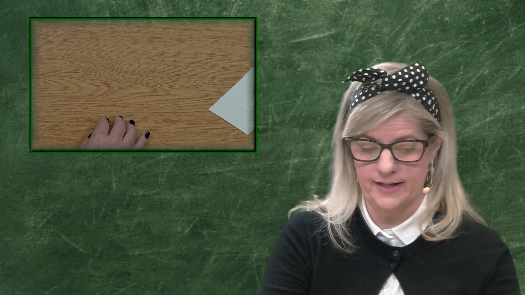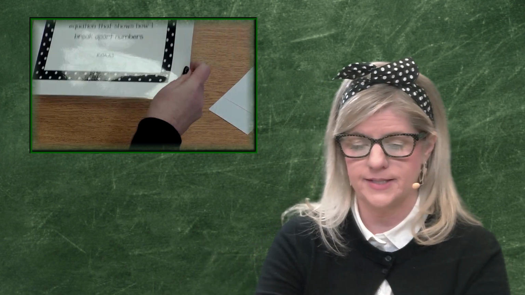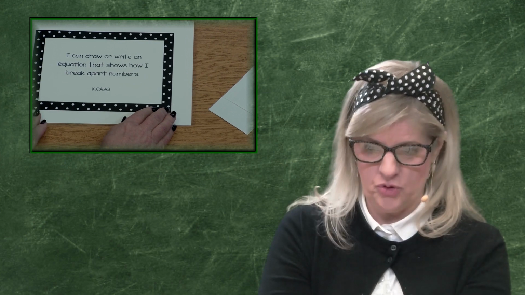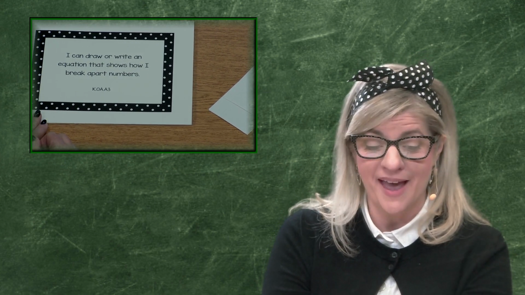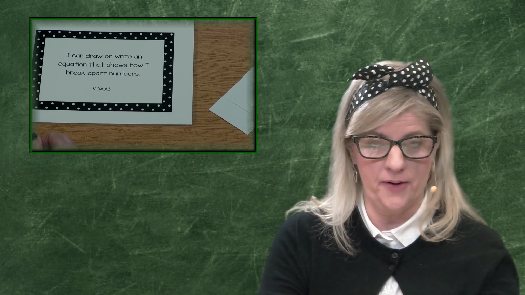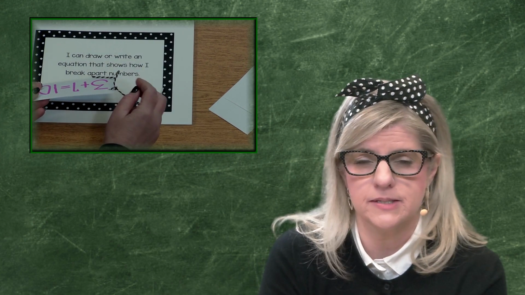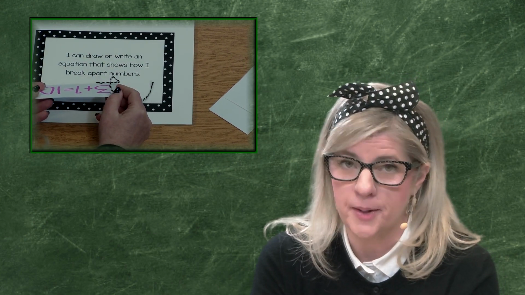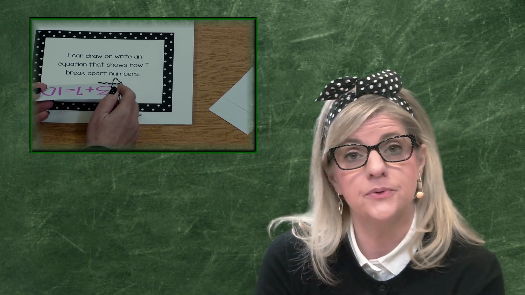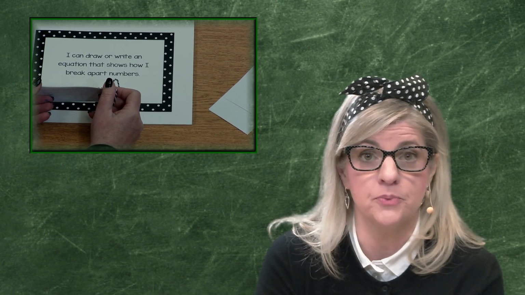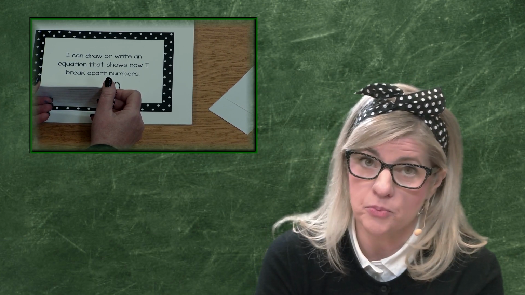So let's see if we met our standard. It said, I can draw or write an equation that shows how I break apart numbers. And we did it with our equation book, just like this. And I'm going to tell you 2 more secrets. If you can't write your numbers yet, you could draw dots, or you could draw pictures, or you could even have an adult at home help you write the number first and you trace over it. What is important is how you practice.